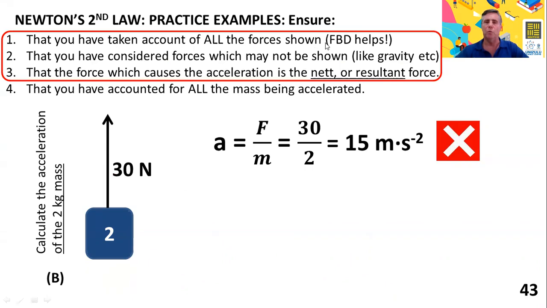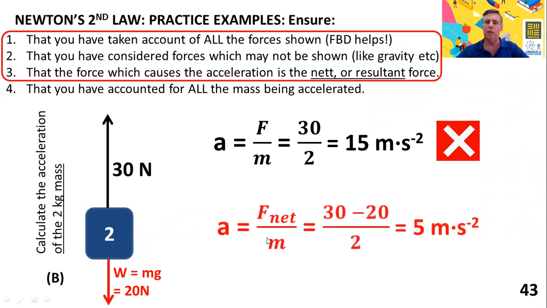Have you taken account of all the forces? Have you considered forces which may not be shown? And of course, there's the force of gravity, the weight of this 2 kilogram object, because mg is 20 newtons, just using our approximation of g equal to 10. So we need to make sure that the force which causes the acceleration is the net or resultant force. So let's try this one again. Acceleration is F net over mass, which is 30 minus 20, 30 newtons up, 20 newtons down, divided by the mass of 2, which is equal to 5 meters per second squared.